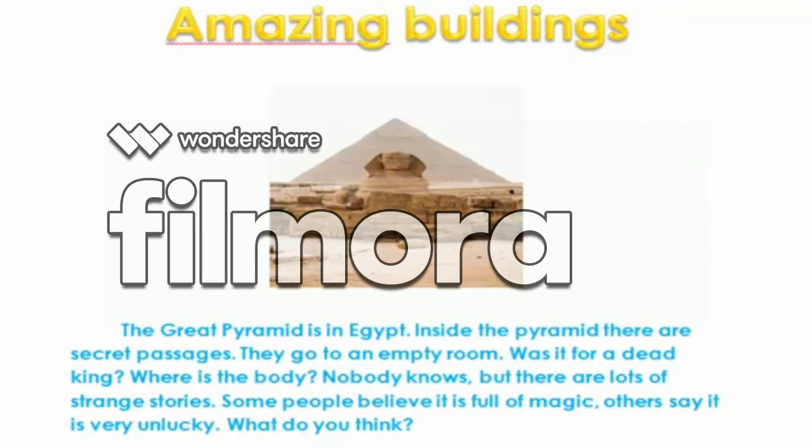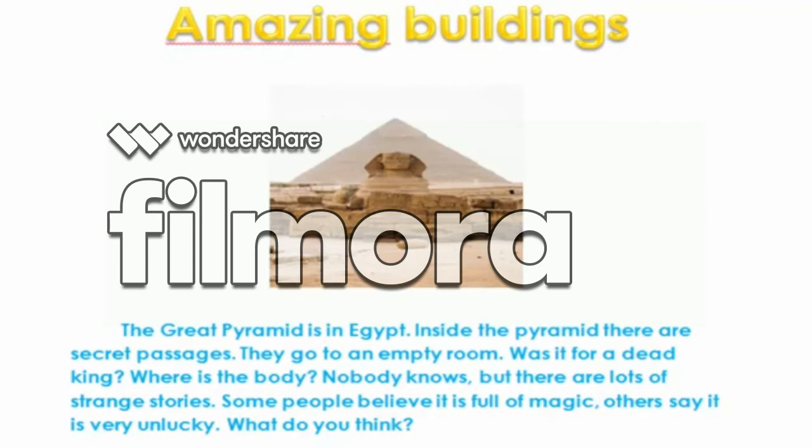The Great Pyramid is in Egypt. Inside the pyramid, there are secret passages. They go to an empty room. Was it for a dead king? Where is the body? Nobody knows. But there are lots of strange stories. Some people believe it is full of magic. Others say it is very unlucky. What do you think? So this is the first reading, as you see.